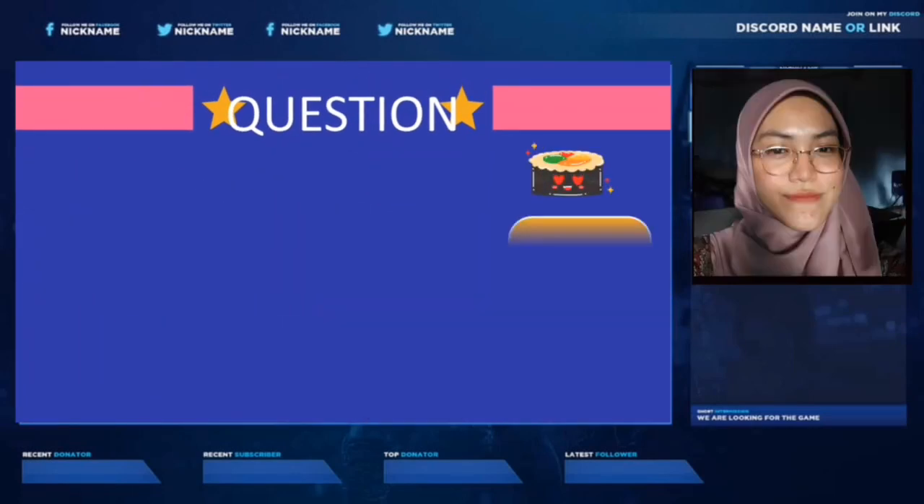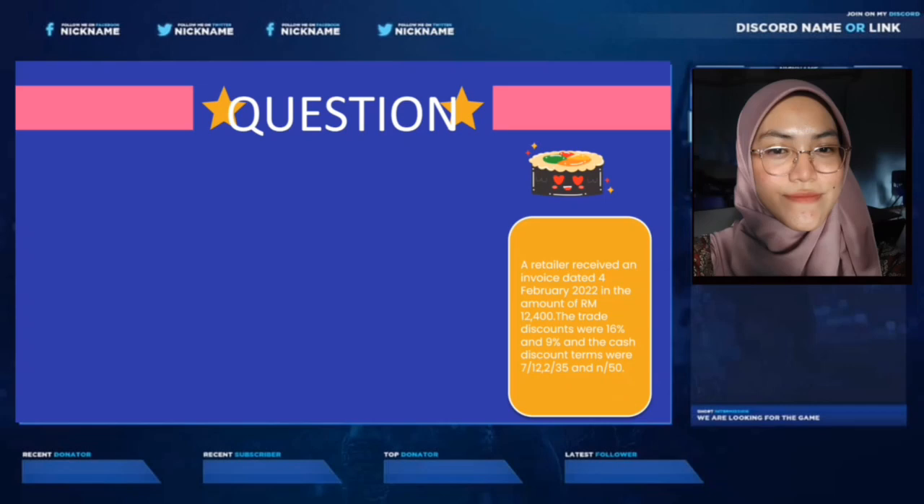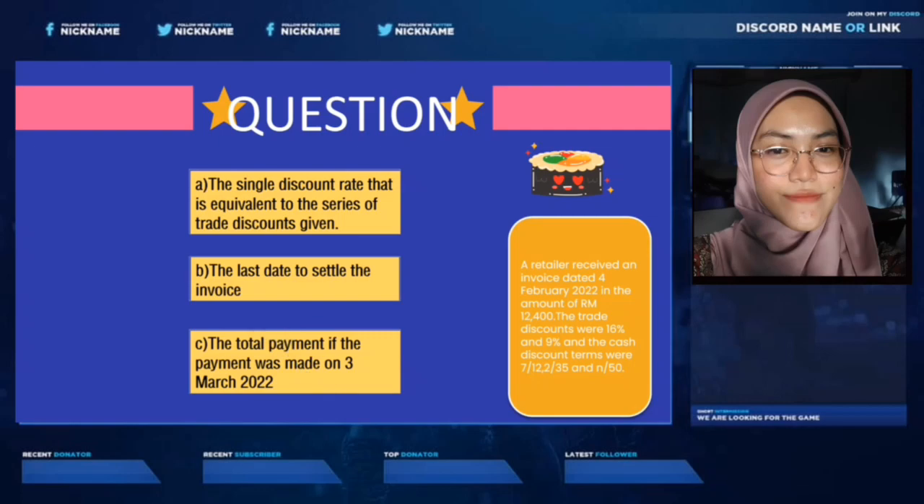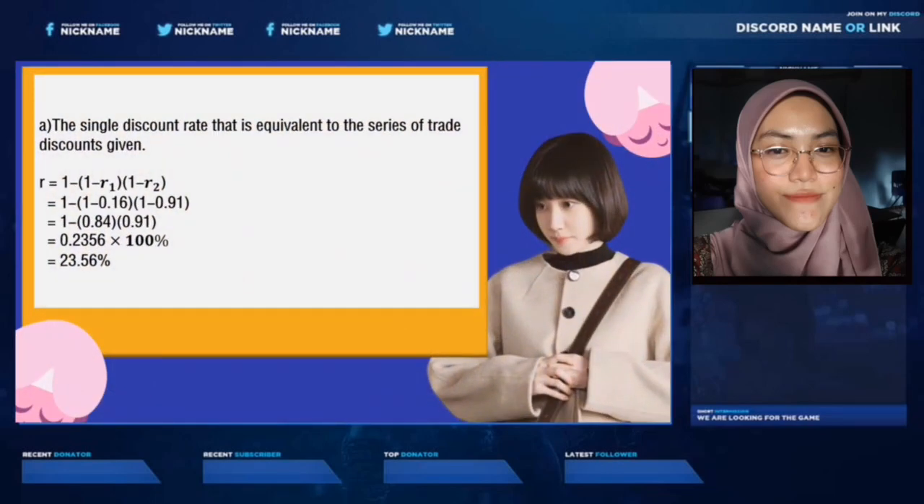Question number 4. A retailer received an invoice dated 4 February 2022 in the amount of RM12,400. The trade discounts were 16% and 9% and the cash discount terms were 7/15, 2/35 and n/45, which means if the payment is made within 15 days, they will get a 7% discount, and if the payment is made within 35 days, they will get a 2% discount.